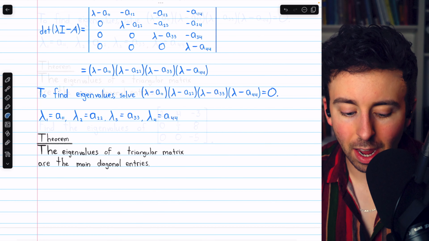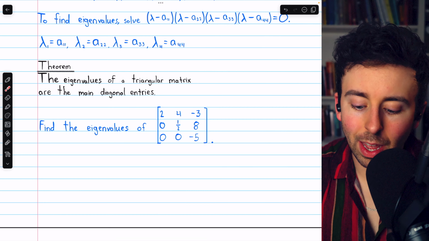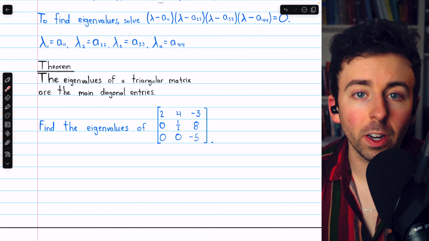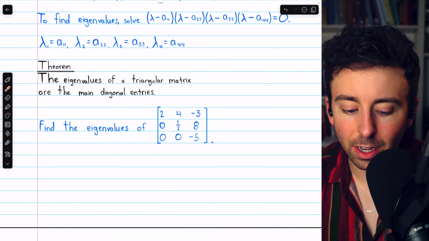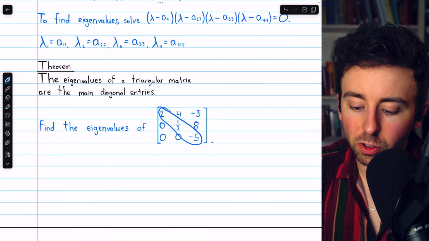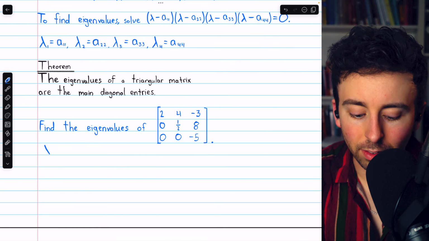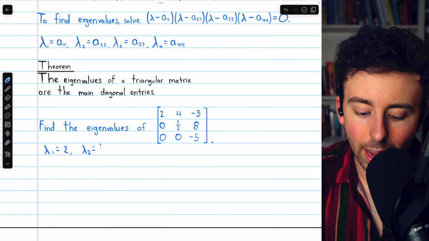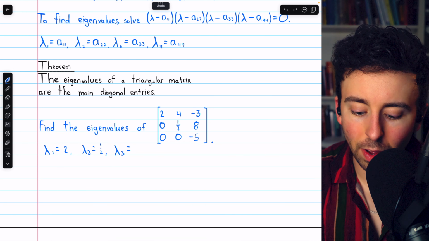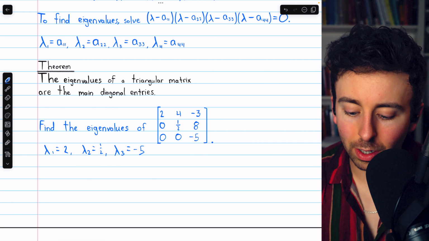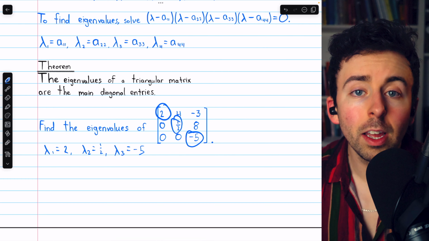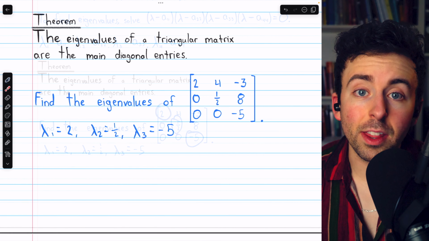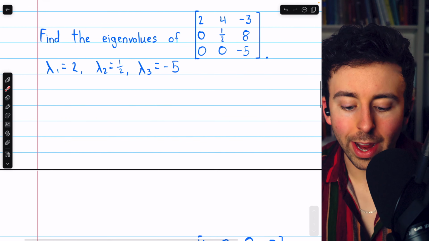Let's try a quick example. Let's say we want to find the eigenvalues of this 3 by 3 matrix. Well, it's upper triangular, so its eigenvalues are just its diagonal entries. So we could write lambda 1 equals 2, lambda 2 equals 1/2, and lambda 3 equals -5. The eigenvalues of the matrix are just the main diagonal entries because it is triangular. That's a 3 by 3 example with an upper triangular matrix.